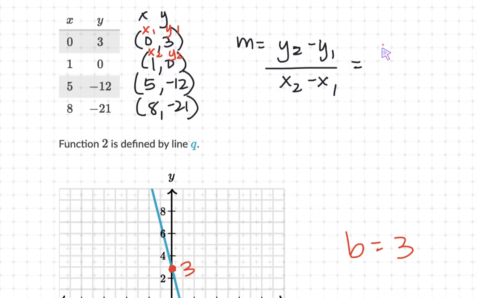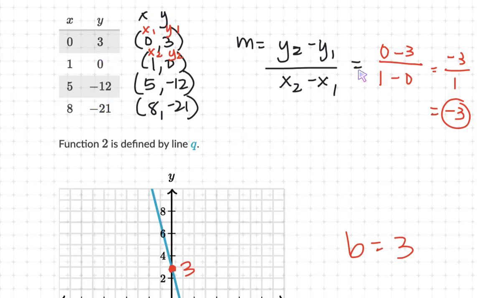y2 is 0, minus y1 is 3, x2 is 1, minus x1 is 0. 0 minus 3 is -3, 1 minus 0 is 1. So divide that and you get the slope equaling -3. That's one way to figure out slope from a table. The other way you can do that is graph it.